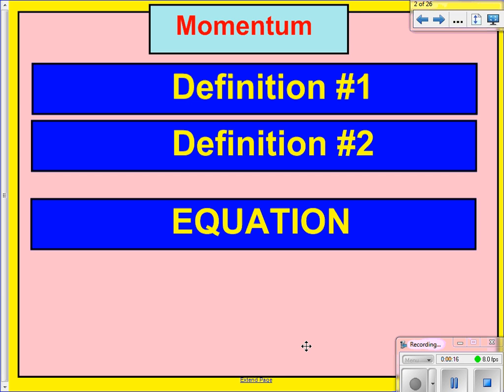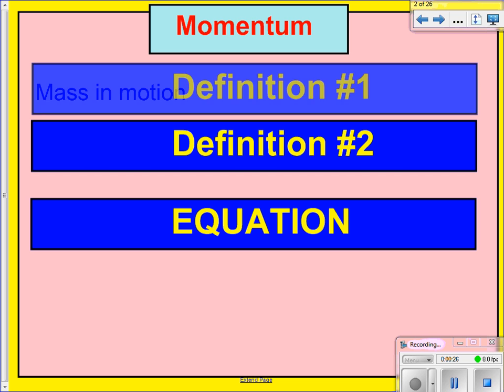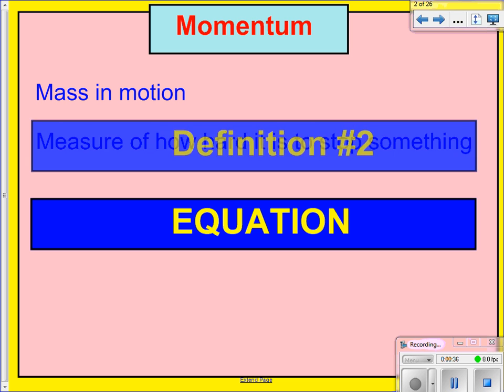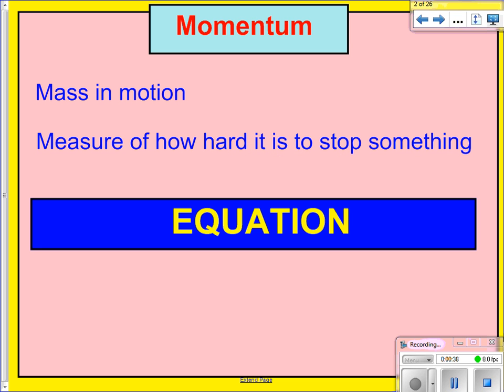Before we talk about momentum, it's important to talk about the definition of momentum. Momentum can be defined in 2 ways. Both are the same, but just different ways of saying the same thing. The first way is mass in motion. So if something has mass and it's moving, it has momentum. Another way momentum has been defined is as the measure of how hard it is to stop something.